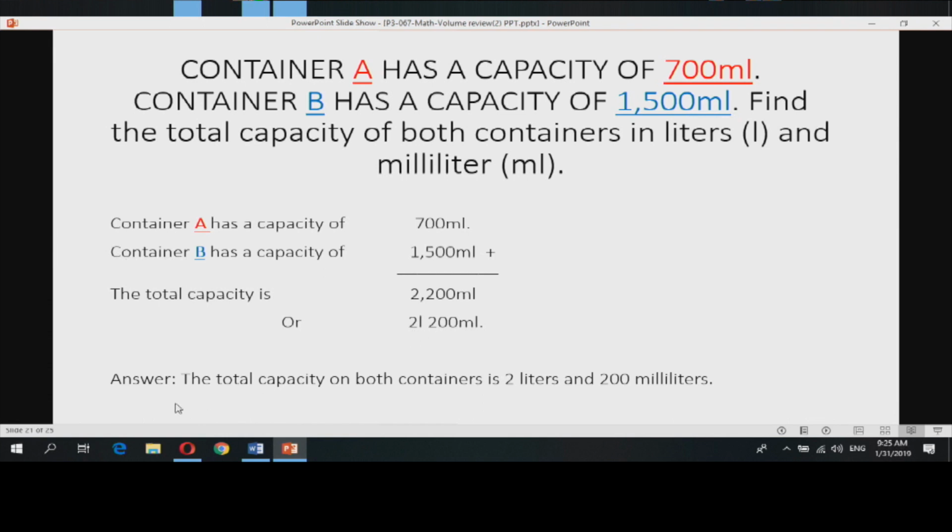Perfect. The total capacity of both containers is 2 litres and 200 millilitres.